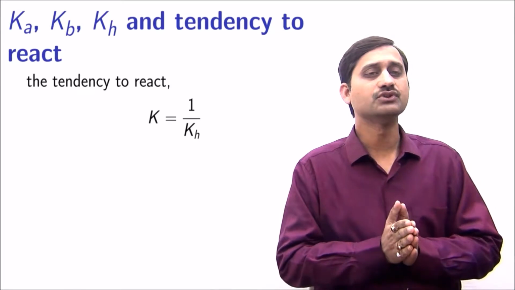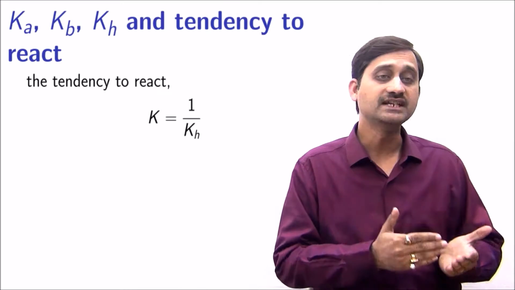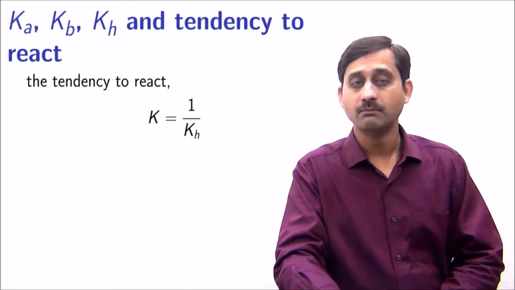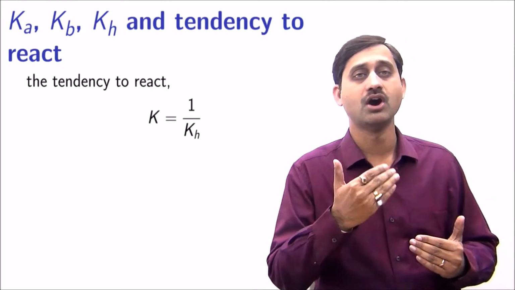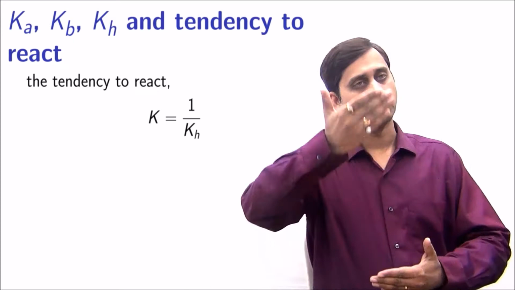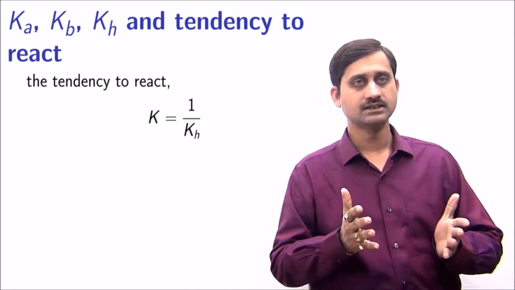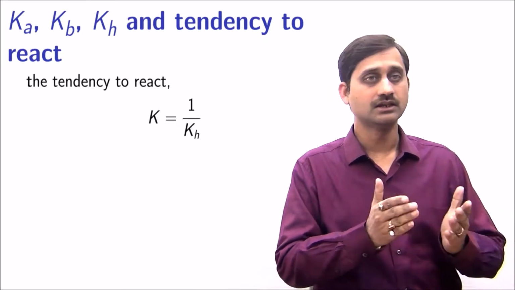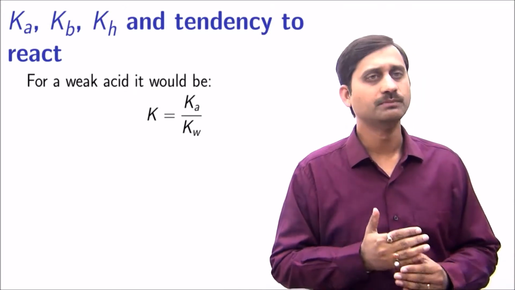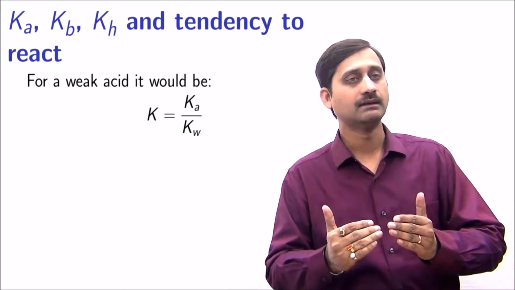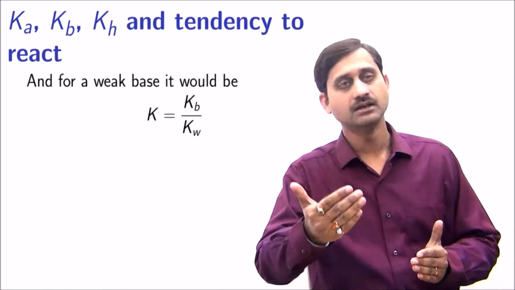The constant for the tendency to react with a strong counterpart, that is, the tendency of a weak acid to react with a strong base, or the tendency of a weak base to react with a strong acid, is actually the reverse or inverse of the hydrolysis constant. Hence, the tendency to react K is equal to 1 by Kh. For a weak acid, it would be K is equal to Ka by Kw, and for a weak base, it would be K equal to Kb by Kw.